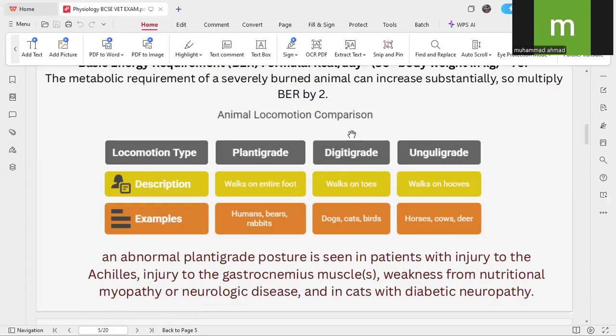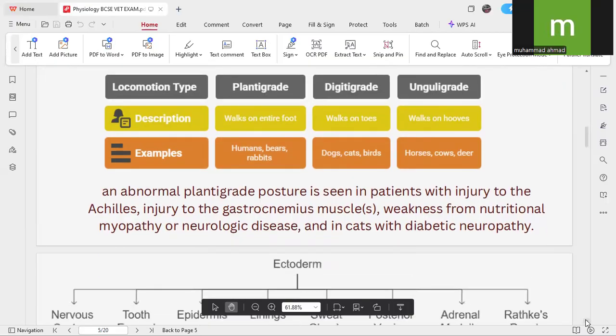Animal locomotion comparison: plantigrade, digitigrade, unguligrade. Plantigrade walks on the entire foot like humans, bears, rodents. Digitigrade, like name suggests, walks on the toes' digits. Involves dogs, cats, and birds. Unguligrade walks on the hoofs like ruminants, horses, deer, and the goat, sheep.